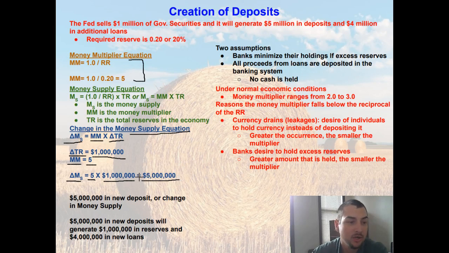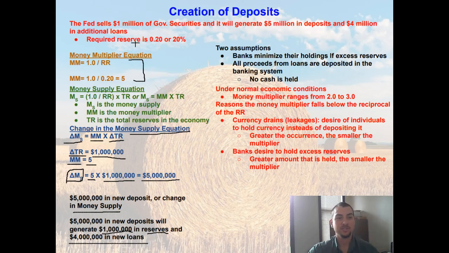And that total deposits would be part of that M1 money supply. That checkable deposits become that part of that M1 money supply. So $5 million in new deposits is the change in that money supply. I'm going to reiterate this, $5 million in new deposits will generate $1 million in new reserves and $4 million in new loans at a 20% required reserve.